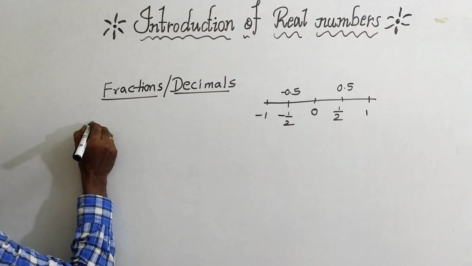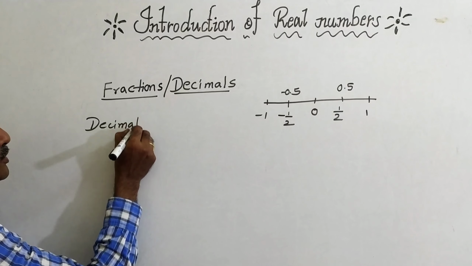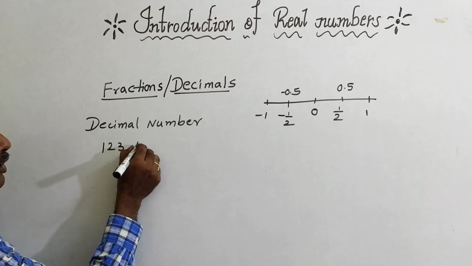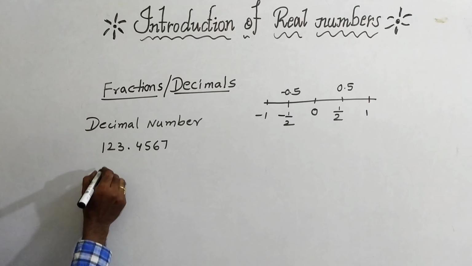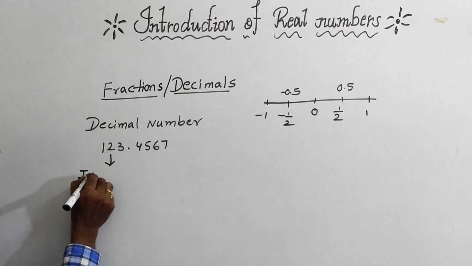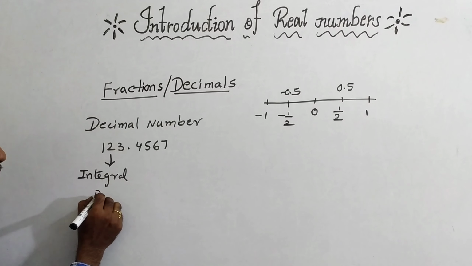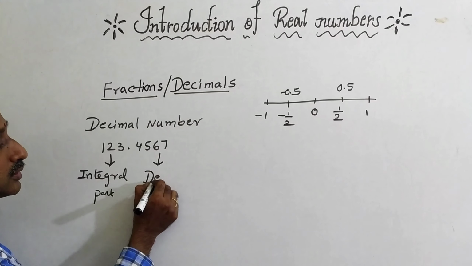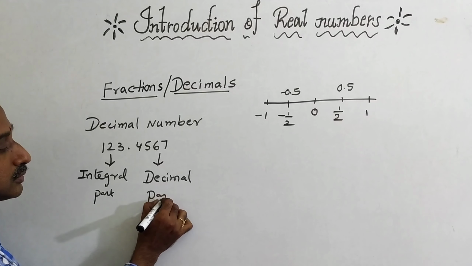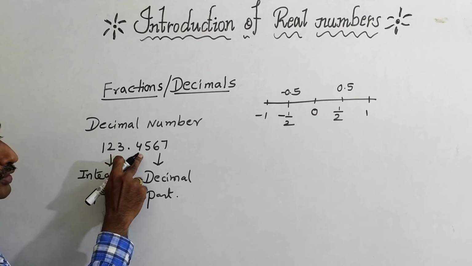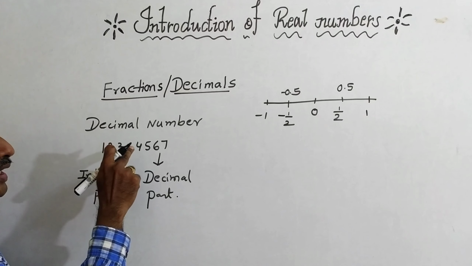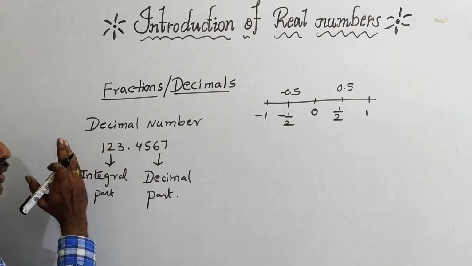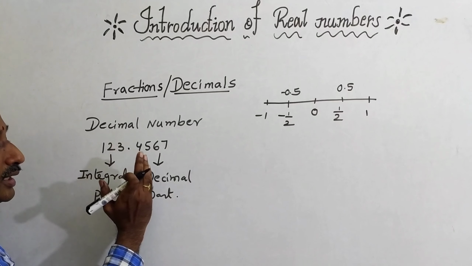Come to one decimal number. For example, we can take 123.4567. So in this decimal number, 123 we call the integral part. After the decimal point, 4567 we call the decimal part. After the decimal point you should not read it as four thousand five hundred sixty-seven; you represent single digits 4, 5, 6, 7. So before the decimal we read the integral part, after the decimal you read the decimal part.